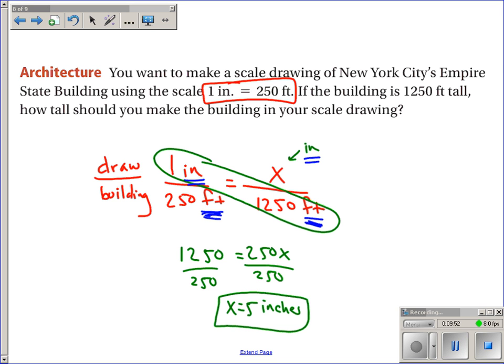And that's the end of our discussion about similar figures and how to use similar figures and proportions to find missing side lengths.